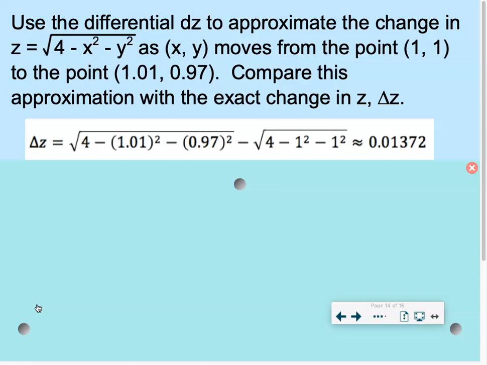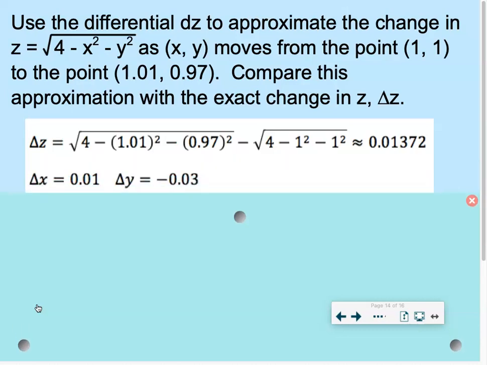All right. To get the approximated change, the first thing I was pointing out is your delta x or your dx would be 0.01. It's the change in your x. Your delta y is negative 0.03. It's the change in y, and notice since y is going down, it's going to be negative. Okay. Let's do partials.